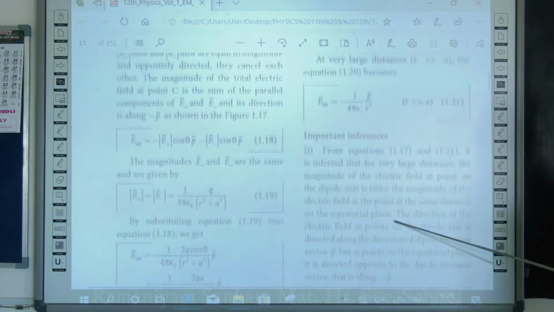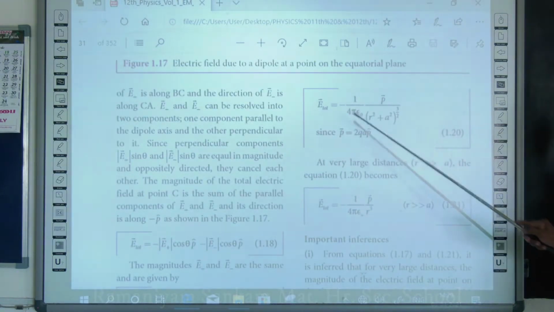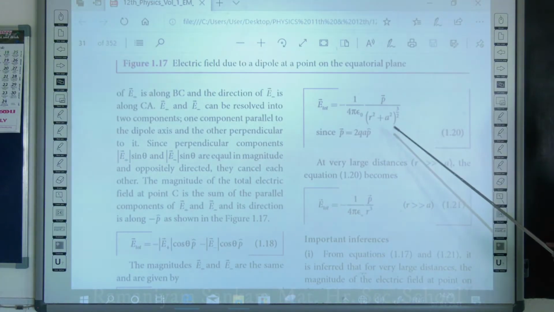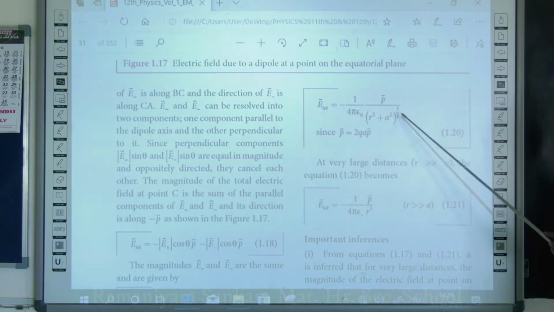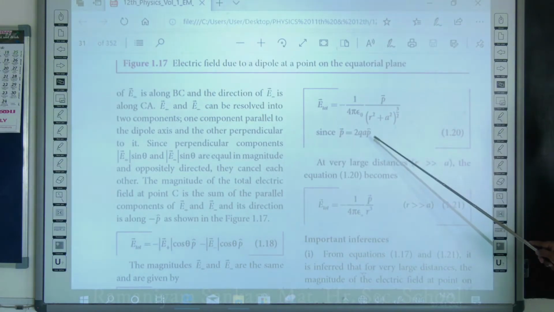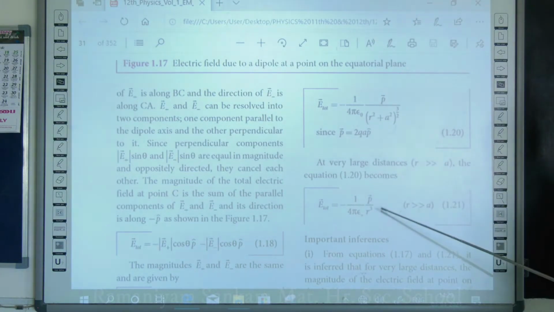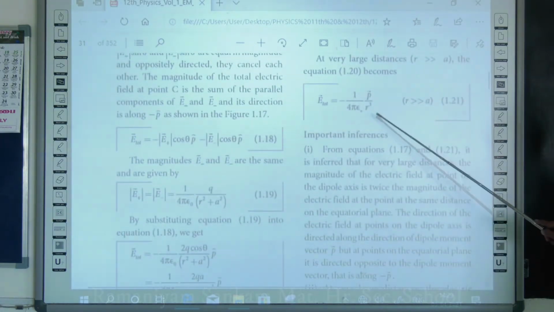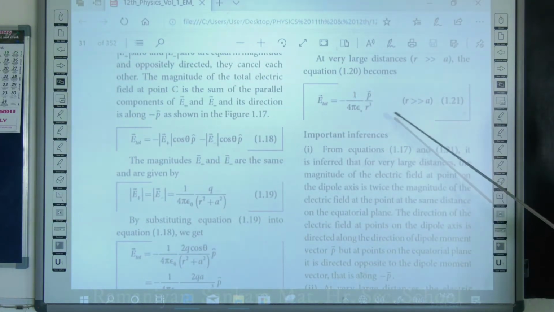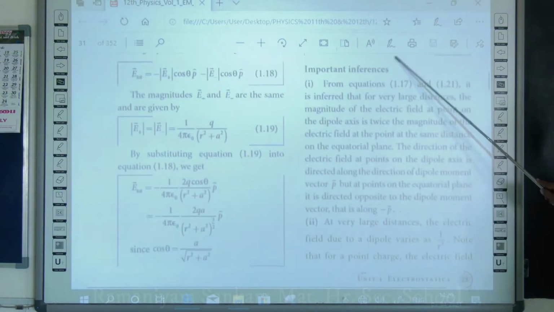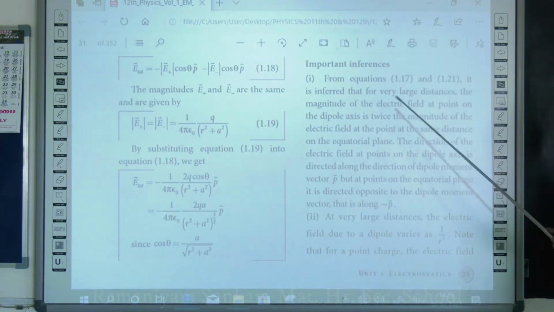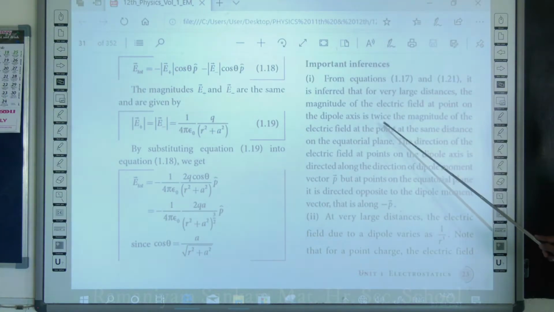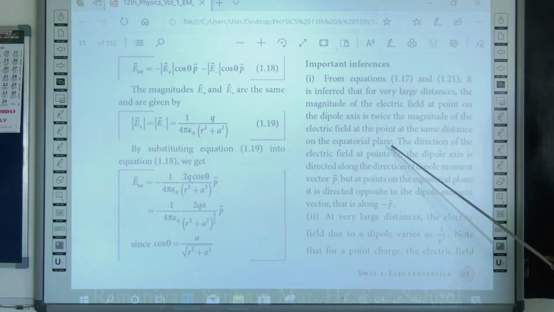Okay, then we go to the next part. So E total will be, combining this, r square plus a square where the a square is neglected, and p vector is 2qa into p. As we did in the axial case, we get the final answer p by r cube. Okay, not over. Now the inferences from equations 1 and 2: the first one, axial, is twice the equatorial line. So instead of 2p, we get only p for the equatorial plane. So, twice.